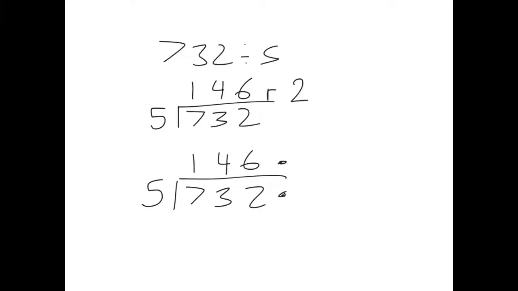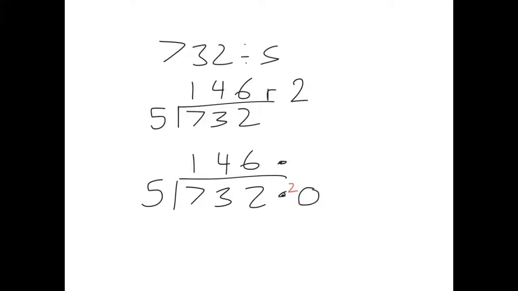And to the right of that, there's always a placeholder. In this case, the placeholder is 0. It may be invisible, but it's always there. And we carry our remainder 2 over to the placeholder, and we try to work out how many 5s go into 20, or 20 tenths.